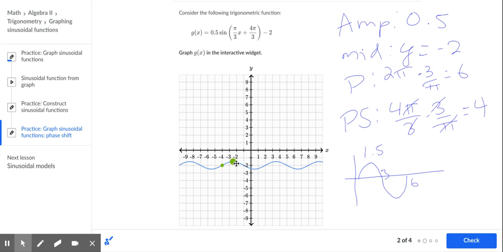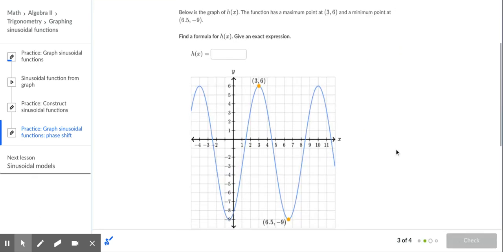To check, you could find 1 period away. So 1 period away would be here. We're at 2. Negative 4 to 2 is in fact 6. So our period is accurate. Yay!